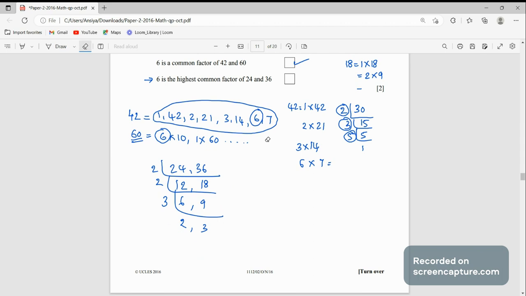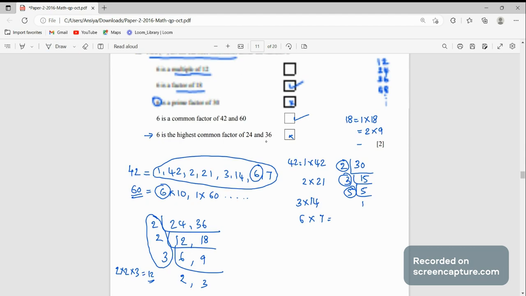Now, what is the highest common factor? This all together makes the highest common factor: 2 multiply 2 multiply 3. 2 twos are 4, 4 threes are 12. So 12 is the highest common factor, not 6. So this is wrong. Okay?